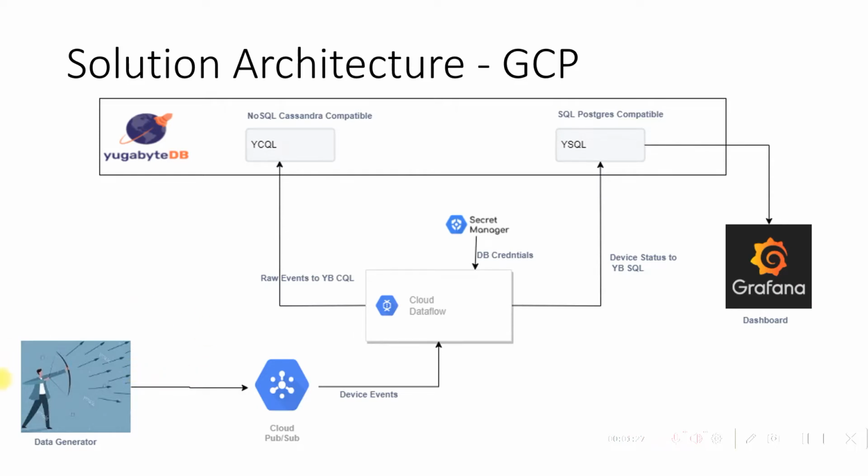So this is how we do it. We capture all the telemetry from the sensors in PubSub, and from PubSub it goes to Dataflow. Dataflow does 3 things for us. One, it sends the data to Yugabyte on the YSQL side. Then it identifies the status of the sensor, whether it is active or failed. And once it has identified that, it will send that status to the YSQL side of Yugabyte. We have a Grafana dashboard connected to YSQL for real-time reporting.